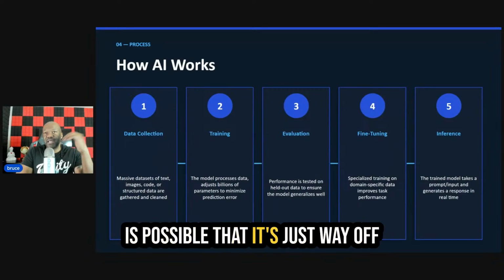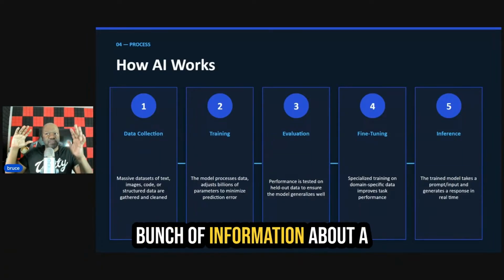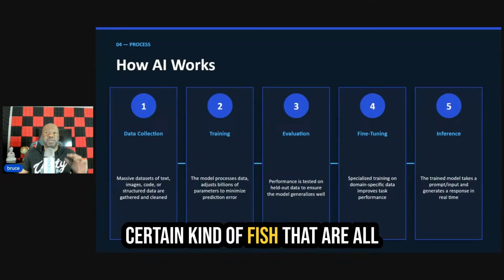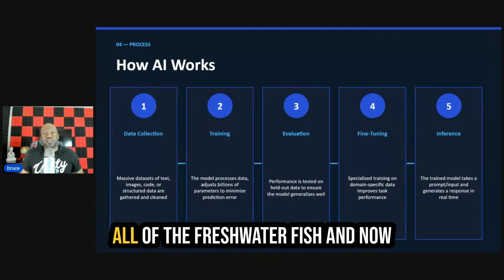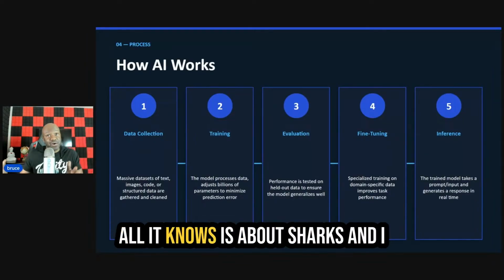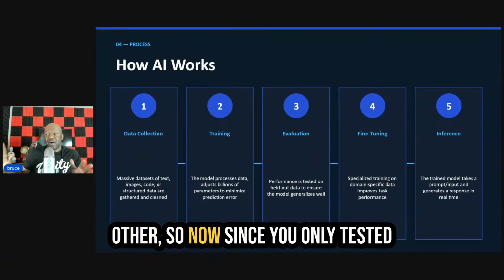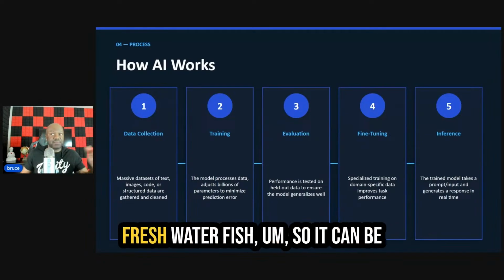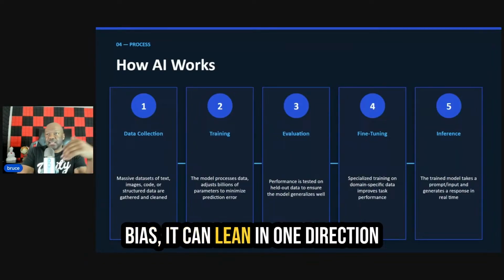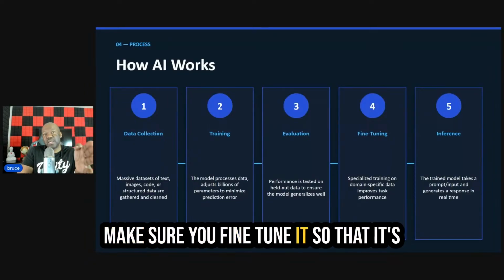because it is possible that it's just way off or it's biased because you gave it a whole bunch of information about a certain kind of fish that are all saltwater fish, but you excluded all of the freshwater fish. And now all it knows is about sharks and, I don't know, saltwater fish. Like, it only knows those. It doesn't know any other. So now, since you only tested it on that information, it's way off if you ask it about any kind of freshwater fish. So it can be biased. It can lean in one direction. It can have wrong information. So evaluation is really important to make sure you fine tune it so that it's accurate.